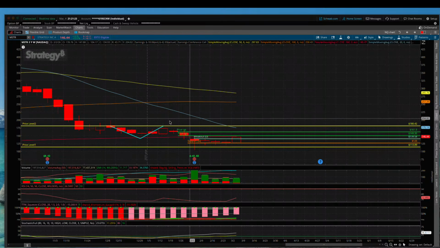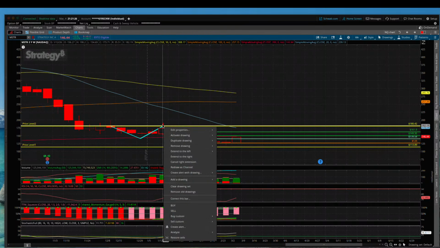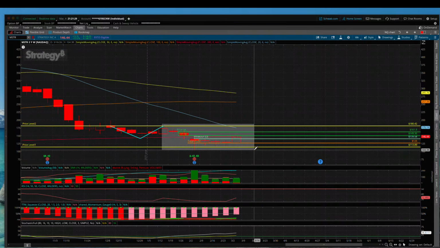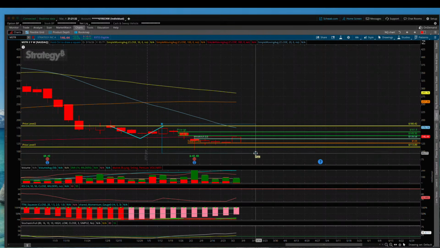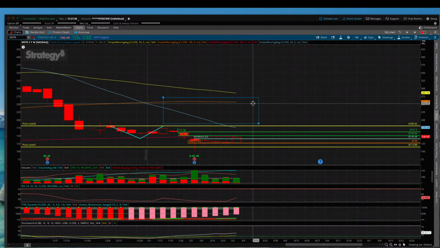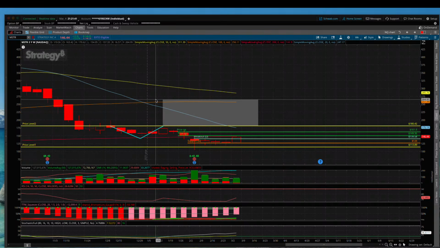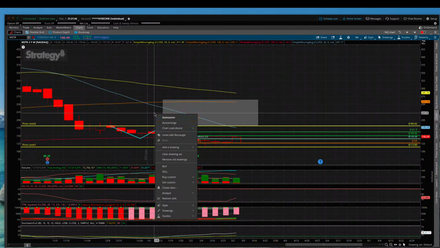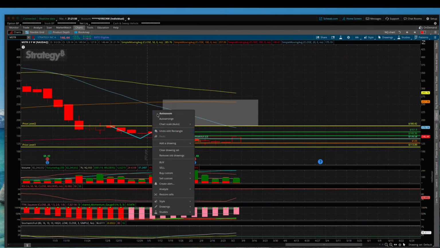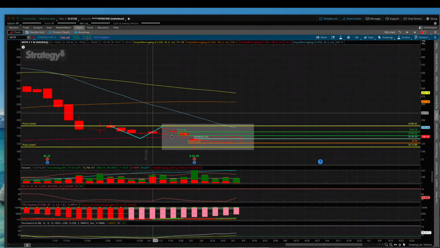And then where will that inverse head and shoulders take us? It depends on where it stops, but most likely it takes us to 265 and 221. So if the inverse head and shoulders is going to take us to 265, 261.